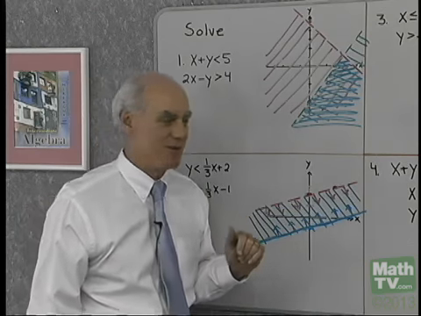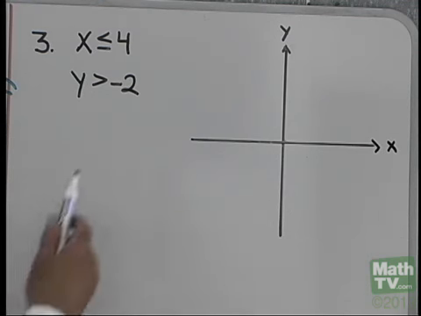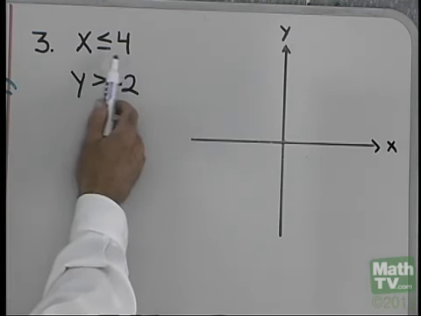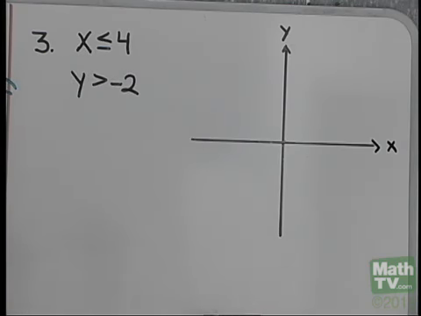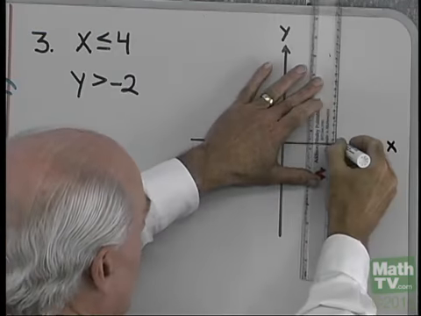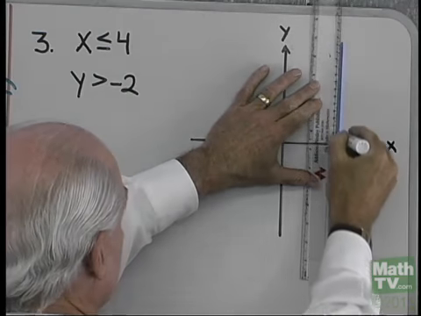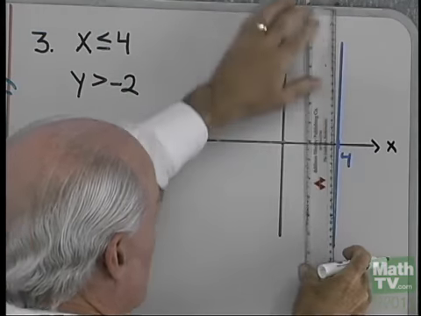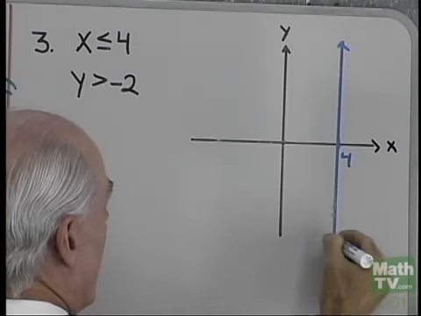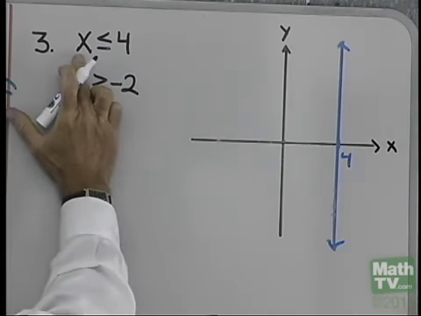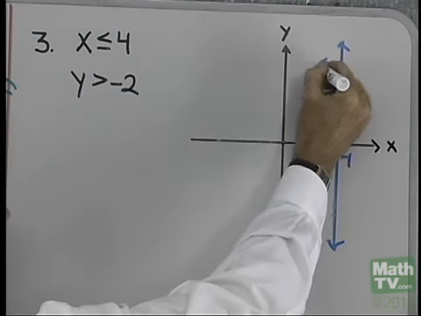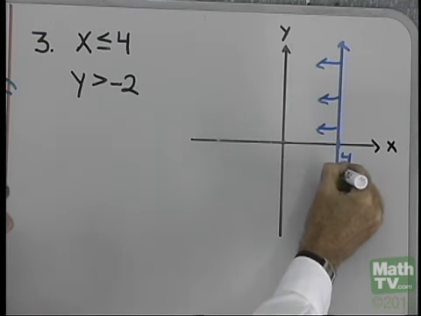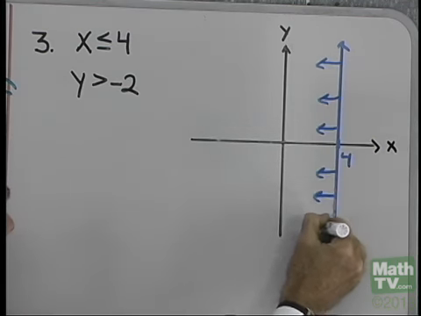Let's try another one of these problems. This one should be pretty easy. We have x is less than or equal to 4. Okay, I know the boundary for that is going to be the vertical line x equal 4. So I'll just go over here to 4, draw a vertical line with a solid line since it's less than or equal to. There's my boundary line. Okay, and I know I want all the ordered pairs x, y whose x coordinate is less than or equal to 4. That's going to be everything to the left of this boundary line. So I'll just draw in these little arrows to show that.